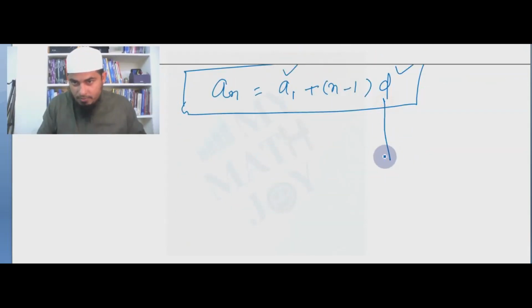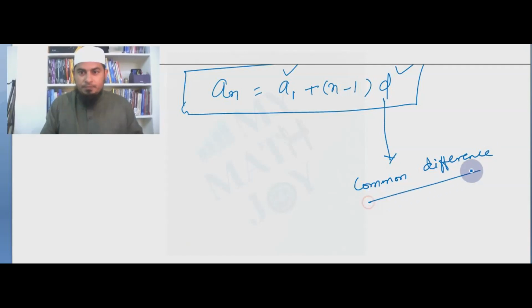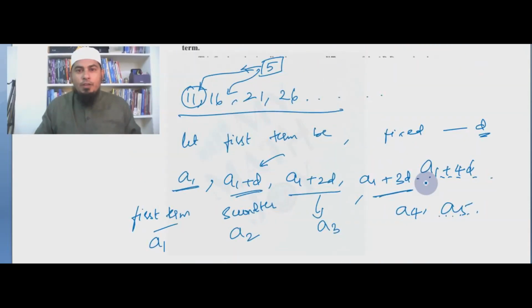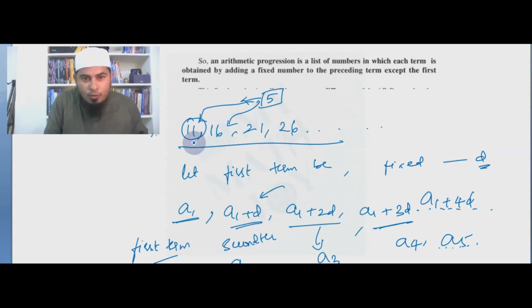This fixed number is called the common difference. Why common difference? Let us see. Move on to our number example. If you subtract two successive terms, 16 minus 11, you will get 5.